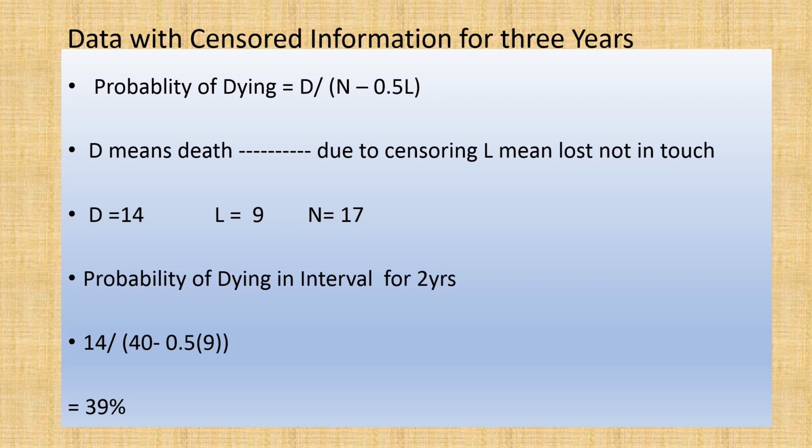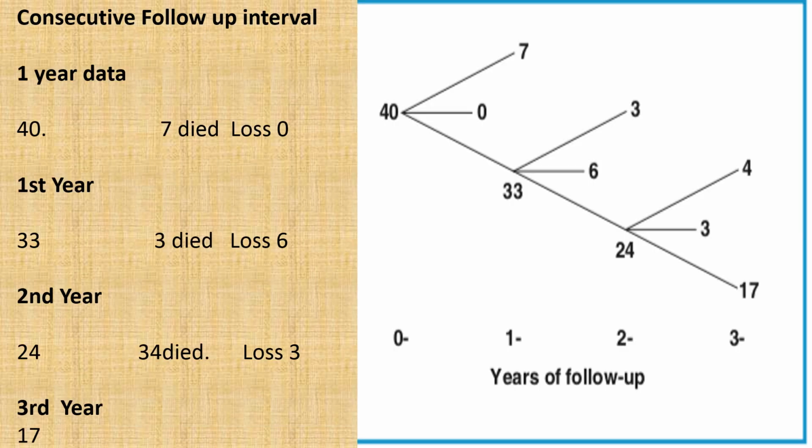Total number of deaths were 14, so 14 is over here, divided by 40, minus 0.5 into 9, and the percentage I am getting is 39. All right, so what we can do, we can draw a tree diagram over here as well.